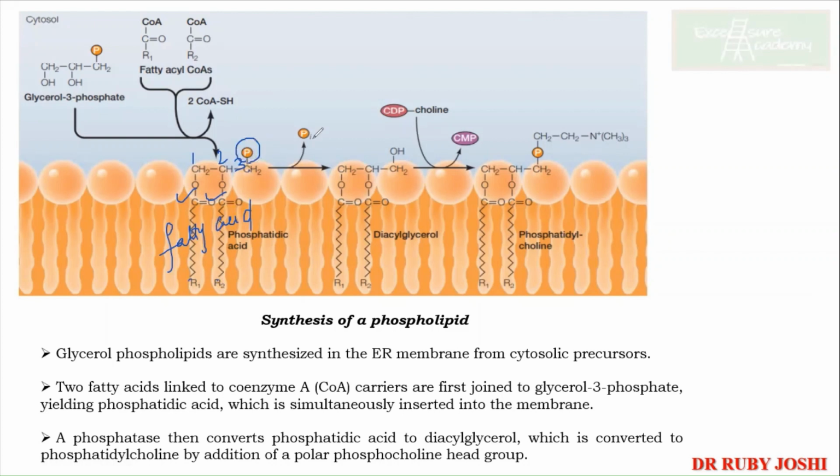Now, when you remove this phosphate group, it becomes your diacylglycerol. Then you add the choline group. When the CMP goes, only the choline group has been added. So this is how it becomes your PC. Now, instead of choline, serine will come, so it becomes your PS. Right? If inositol comes, it becomes PI. And this is how the phospholipids are synthesized.